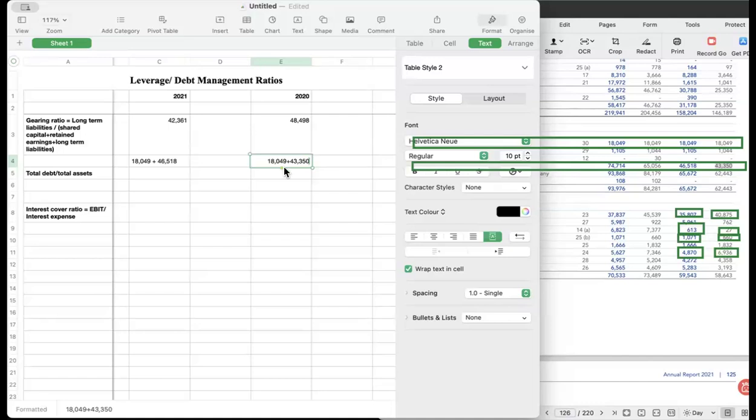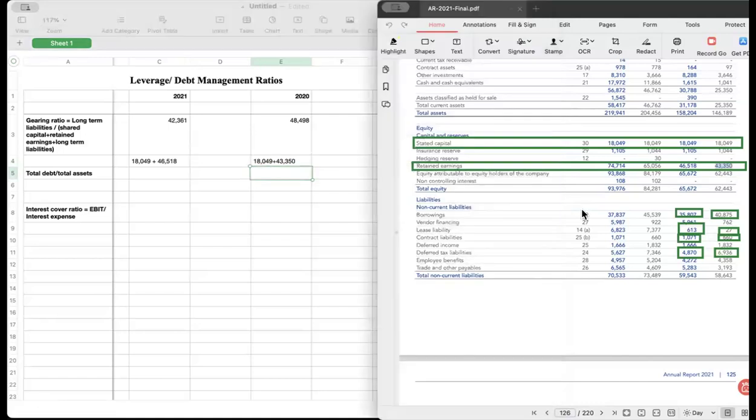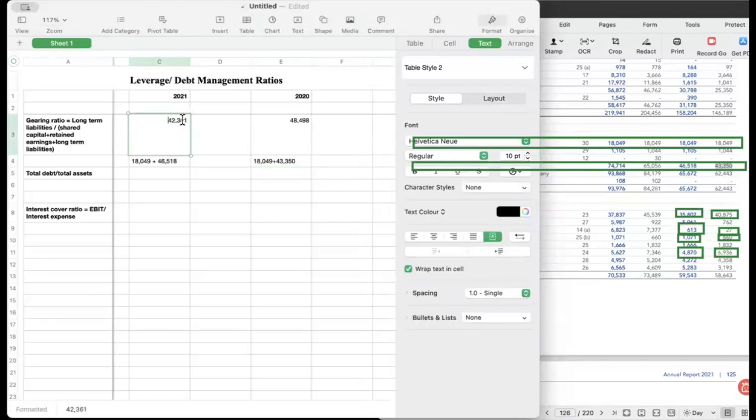Okay, I think I've recorded it right. I mean, in the right place, 2020 and 2021. Yes, right? Yeah, 2021, 2020. And again, long-term liabilities. So I'm going to add this up again.